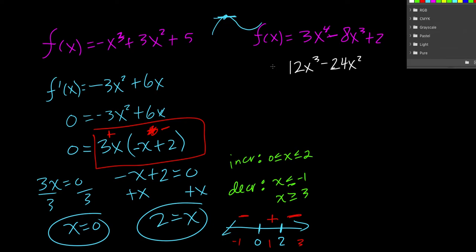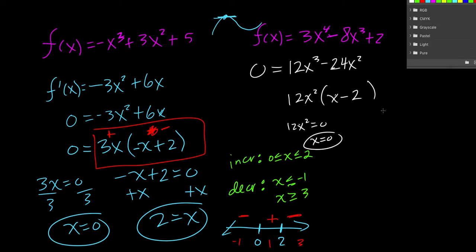And then the 2 goes away. Set that equal to 0. Factor out a 12x squared. And then we're left with just x minus 2. Okay. If we set each of these equal to 0, divide by 12, and then square root, all of that just leads us to x equals 0. And then this one we'll just add 2 over, and so x equals 2. So these are the two places on our sign diagram that we care about.